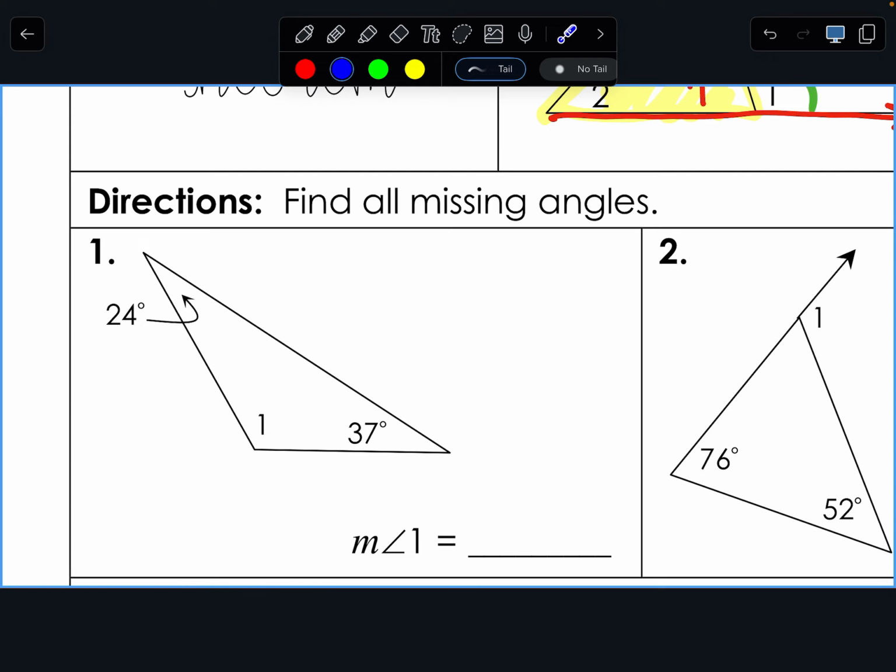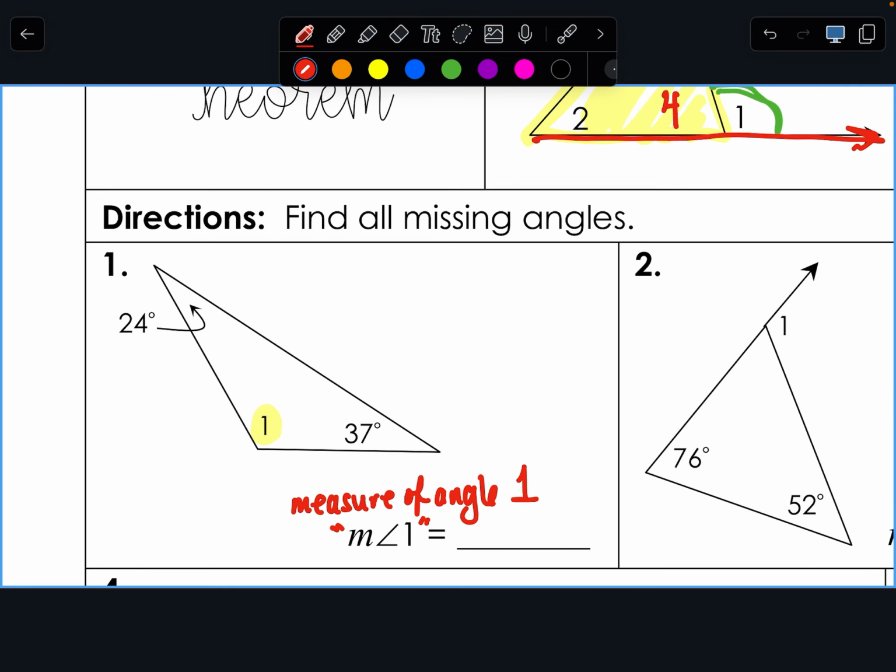Those are just the angles inside of a triangle. This number represents an angle that I don't know. When it has an M in front of it, this means the measure of angle 1. So anytime you see an M and then angle, that's all it means, the measure. So it's just asking you for the numeric value for that angle.